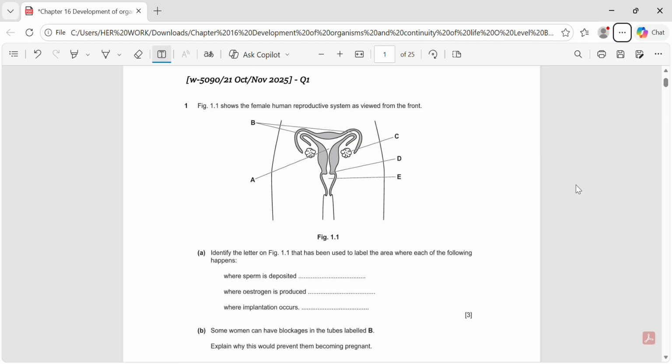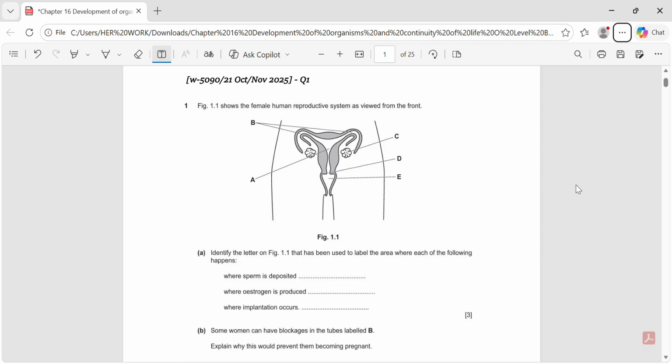We are given the names of the parts as A, B, C, D, and E, and we need to know what each label represents. So the task here is to connect each biological function with the correct organ and then write the corresponding letter from the diagram. Now, from the diagram, A represents the uterus, B represents the fallopian tubes or oviducts, C represents the ovary, D represents the cervix, and E represents the vagina. Using this information, we match each function step by step.